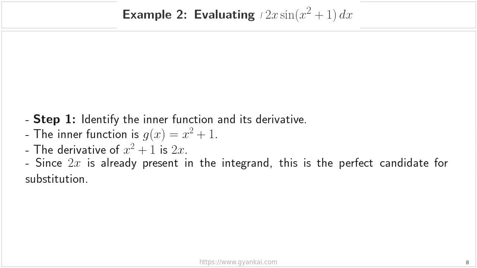And this is crucial. Notice that 2x is already present in the integrand. That's the part of the integral that's being integrated. This is a really good sign. It tells us that substituting x squared plus 1 with a new variable t will likely simplify the integral significantly. It's like finding the key to unlock the integral, as we discussed with the lock and key analogy. So, this confirms that this is the perfect candidate for substitution. We'll carry this forward into step 2, where we actually perform the substitution.